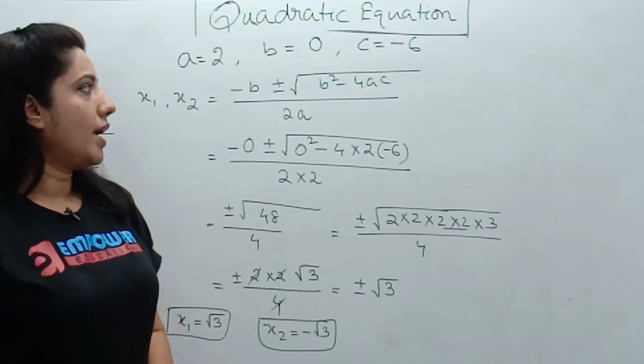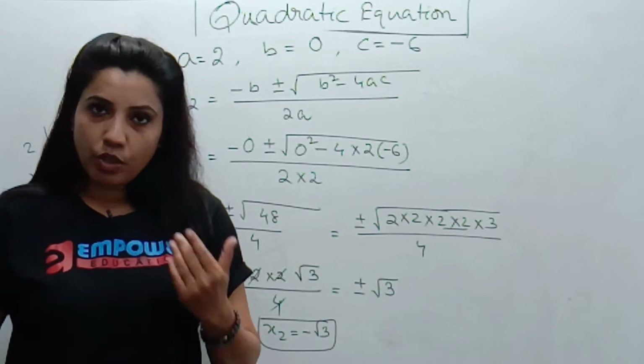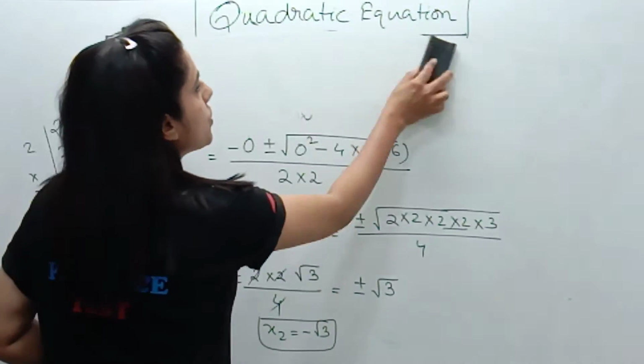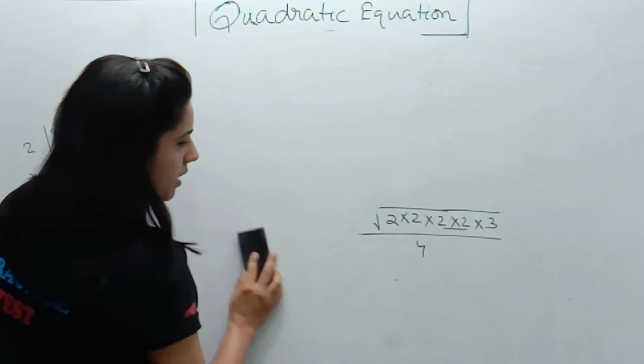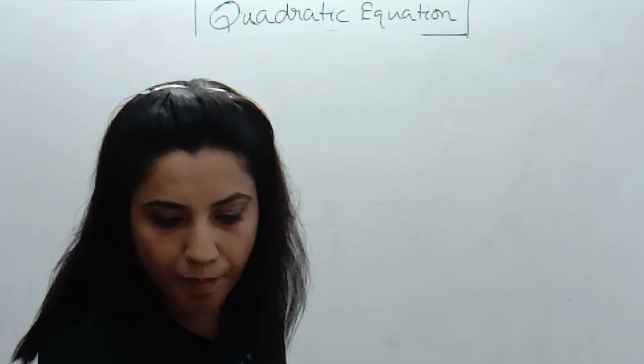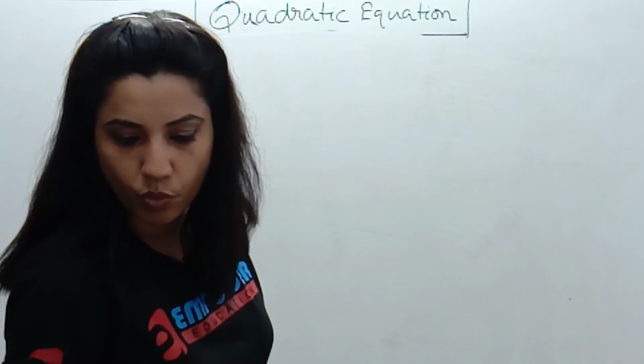Okay, so I hope this is done. We will do one more question and then the quadratic equation chapter will get over. Let us solve one more question by formula method, and now I am taking one question which contains root sign.